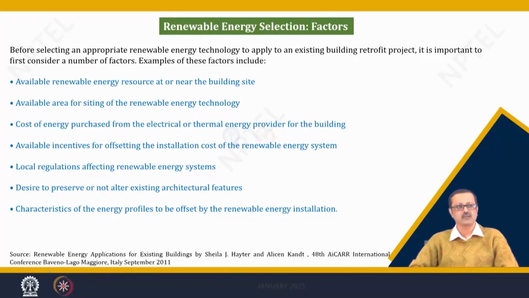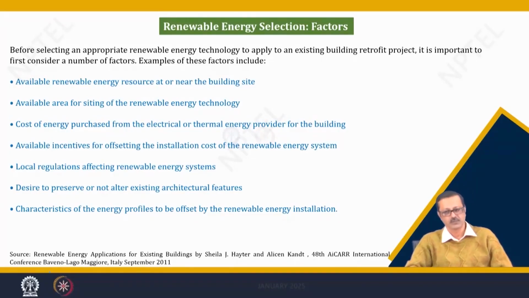Characteristics of the energy profile to be offset by the renewable energy installation. That means the total amount of generation annually, and there will also be some fluctuations, because all these renewable energies depend upon natural resources, the natural climate and other data. So, if that is not favorable for the profile of energy generation through RE, then there may be some issues.